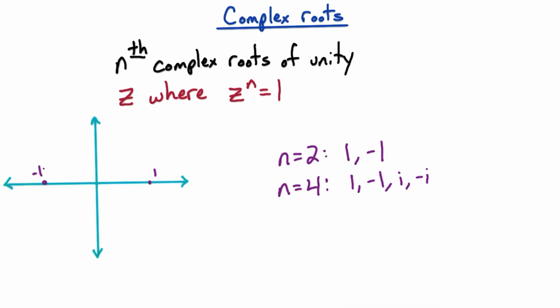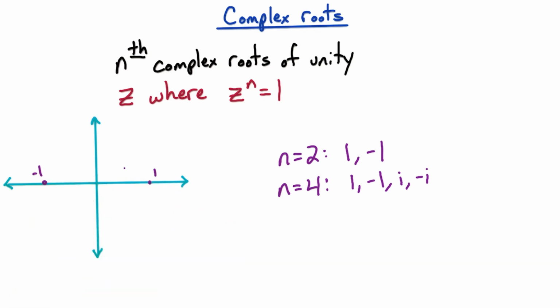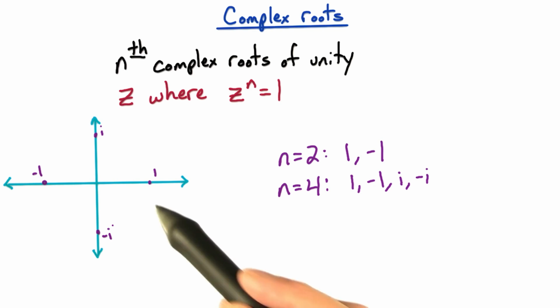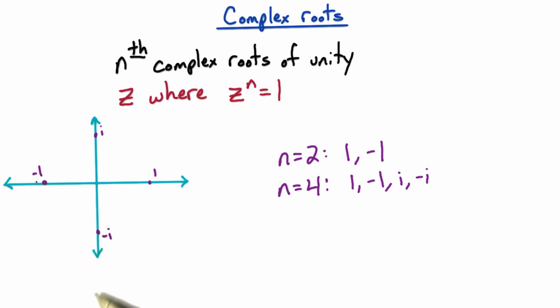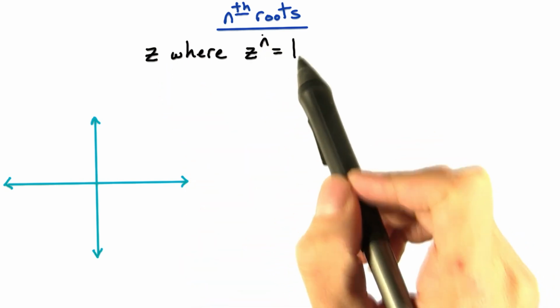As we just mentioned, for the case n equals 2, the square roots of unity are the numbers 1 and negative 1. So it doesn't make any difference whether we're doing real numbers or complex numbers for this case. For the case n equals 4, the fourth roots of unity are the four numbers 1, negative 1, and in addition, i and negative i. Now what are the eighth roots of unity? And in general, what are the nth roots of unity? Now we're trying to find those z where z raised to the power n equals 1.